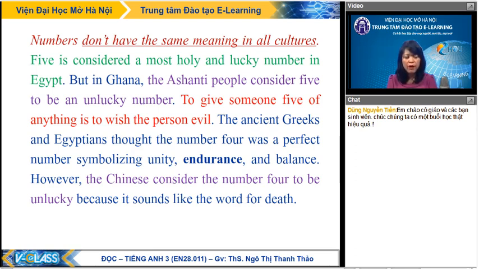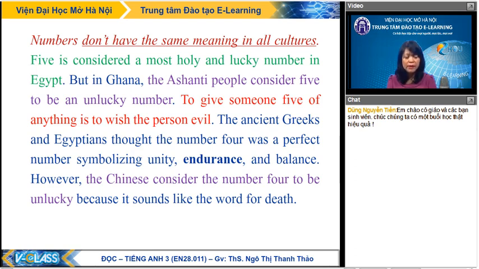Next one, 5. So this one is a topic sentence. You see, the topic sentence here consists of a topic and a controlling idea. The topic here is the number, and the controlling idea here is that they don't have the same meaning in all cultures. I mean that numbers don't have the same meaning in all cultures. So if you want to write the paragraph here, you have to write supporting ideas that support the controlling idea. Now let's see if they support the controlling idea in this paragraph or not.